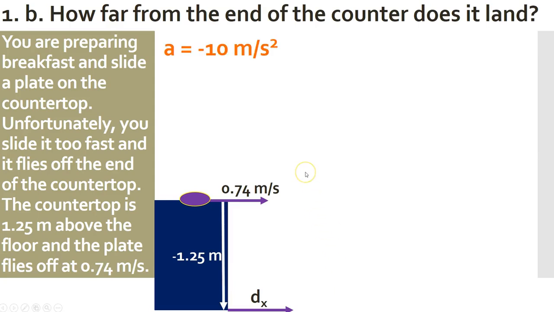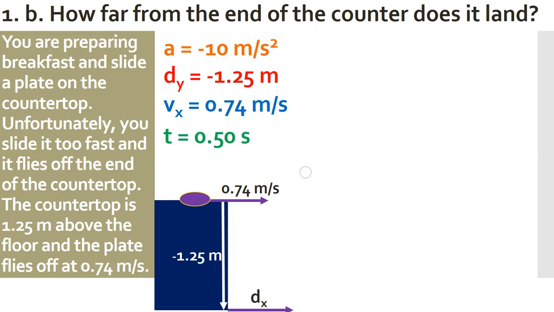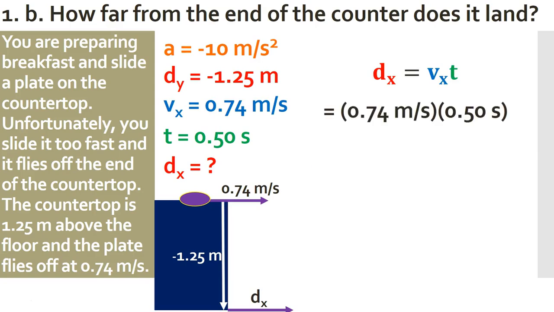So we've got the same given, a equals negative 10 meters per second squared. We've got our dy, negative 1.25 meters. Our Vx is 0.74 meters per second. We just found the time in the last question, so time is equal to 0.50 seconds, and we're looking for dx. Again, go back to your equations, and you'll see that the equation for horizontal displacement is Vx times t. That's a really easy calculation. 0.74 meters per second times 0.50 seconds gives you 0.37 meters.